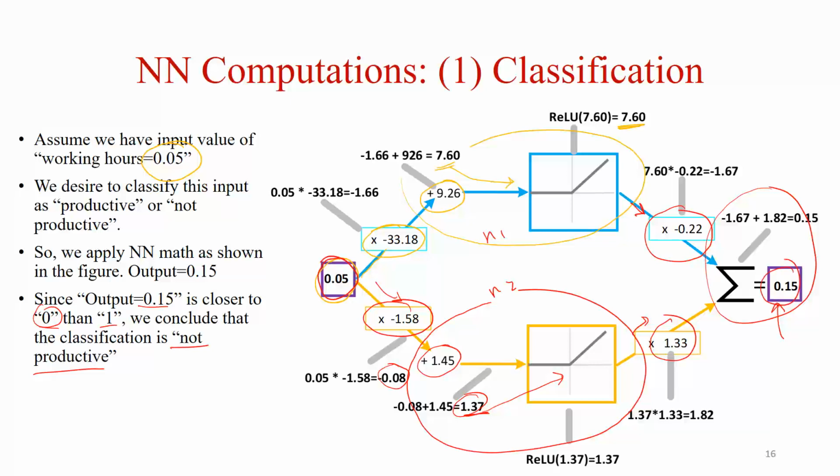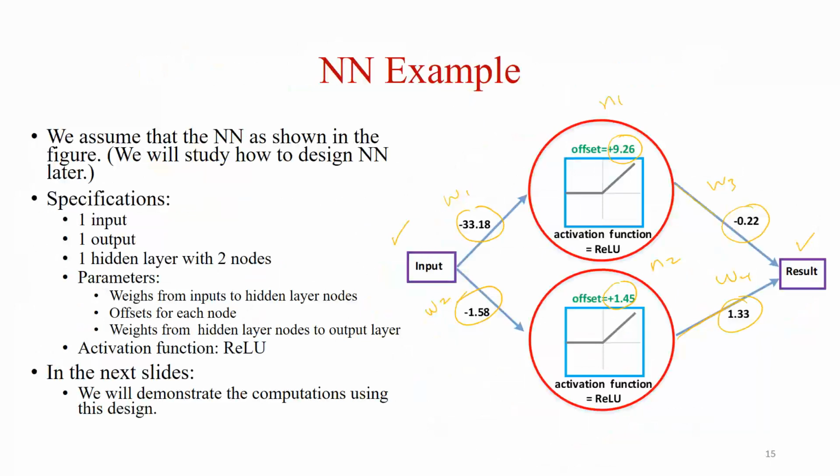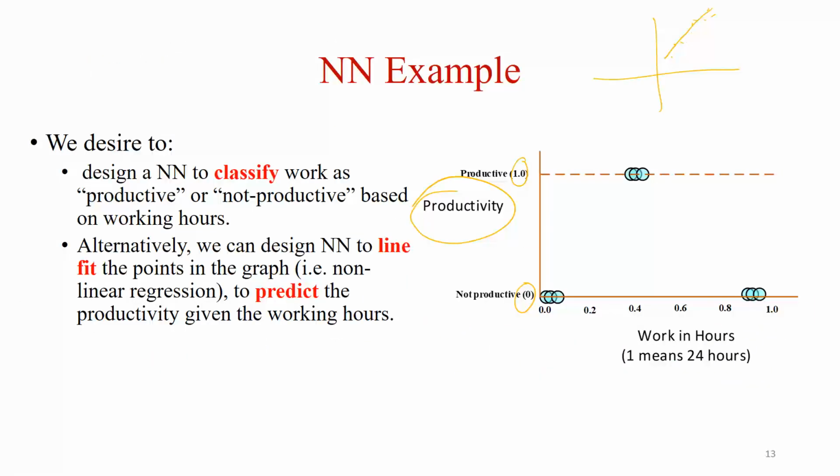So this machine predicted correctly, given this number of hours, what we expect, which is not productive work. So if you look at it, the data point was picked from here, and you can see that we got a low result here.